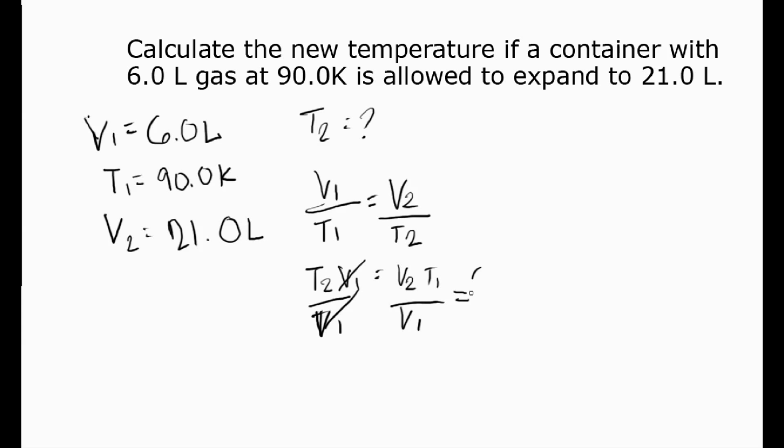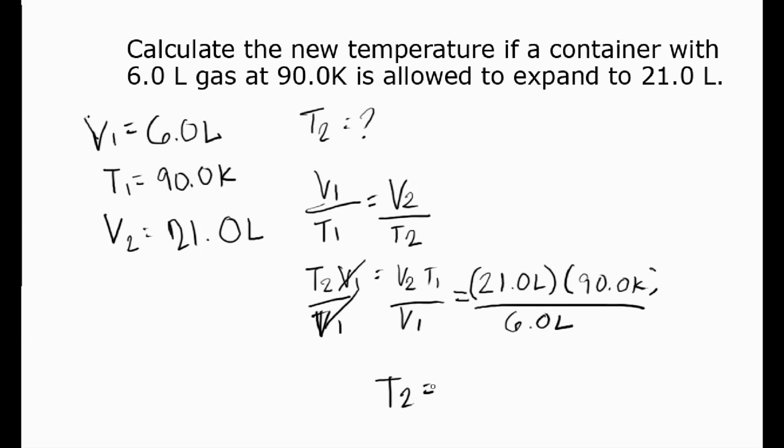By substituting the values again, we get 21 liters times 90 kelvins all over 6 liters, and the temperature 2 is 351 kelvins. If you notice again, as you increase the volume, the temperature also increases, and that explains Charles's law. So let us now proceed to the third problem.